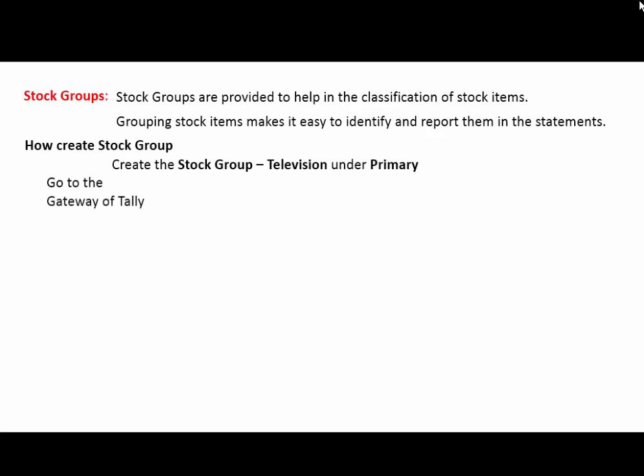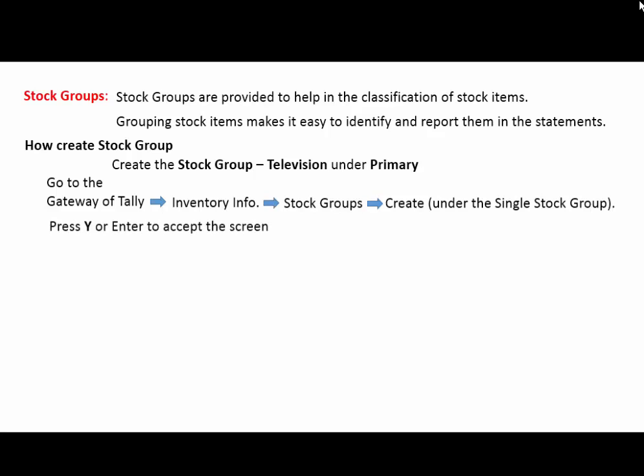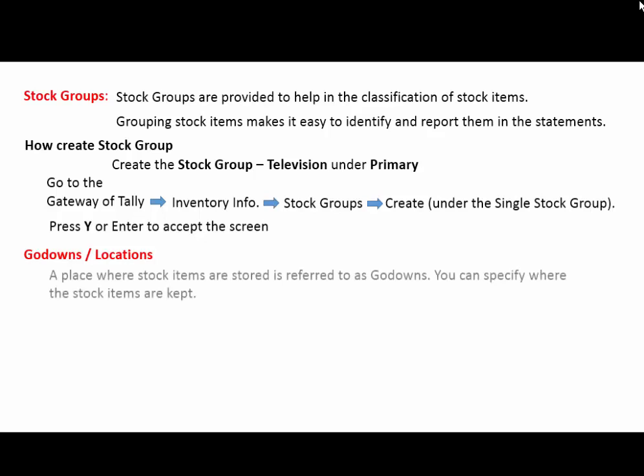Go to the Gateway of Tally, in that inventory info, stock group, then create under the single stock group and press Y or Enter to accept the screen. Then create godown or location.